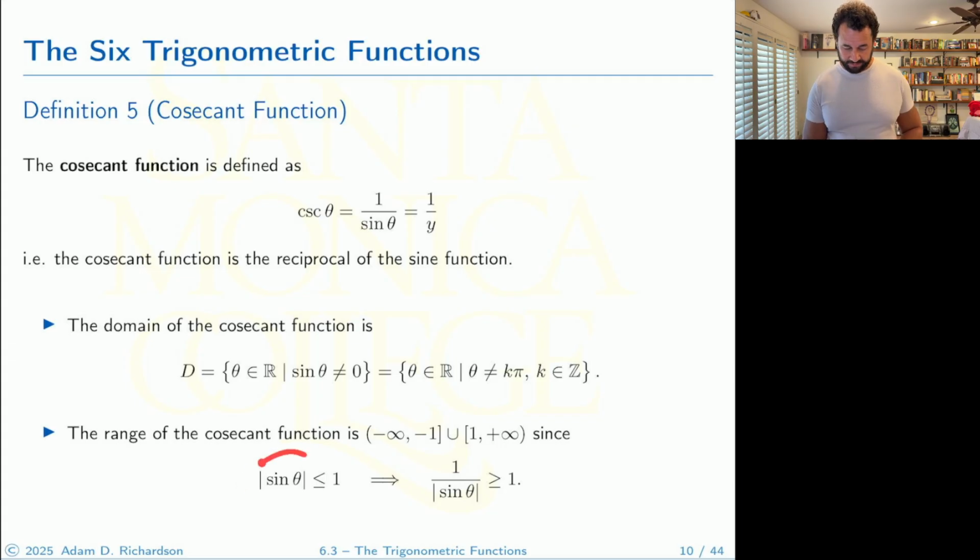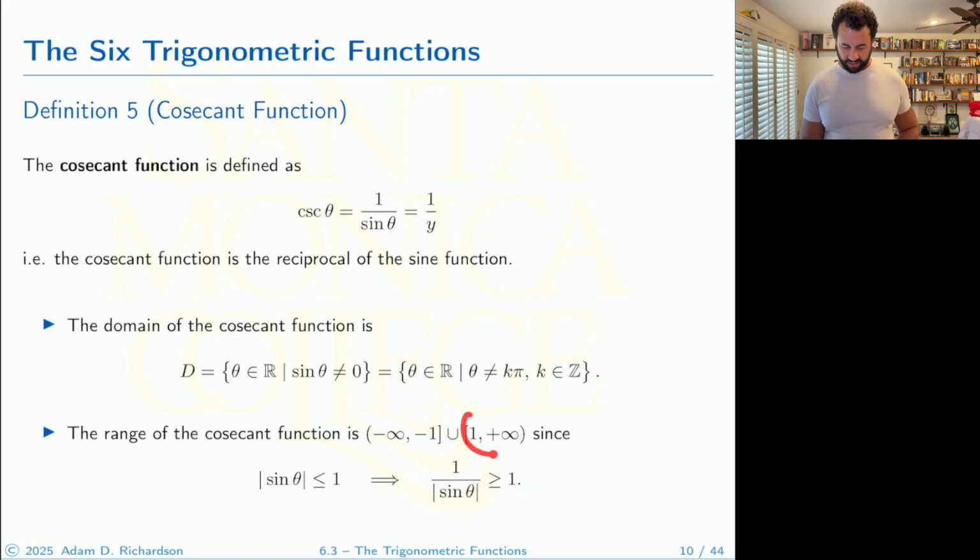But remember, the size of sine of theta is less than or equal to 1. It's bounded, right? So if we reciprocate that, that means that 1 over sine of theta in size is greater than or equal to 1. But this is the size of cosecant. So that means the output of the cosecant function has to be greater than or equal to 1 in size.